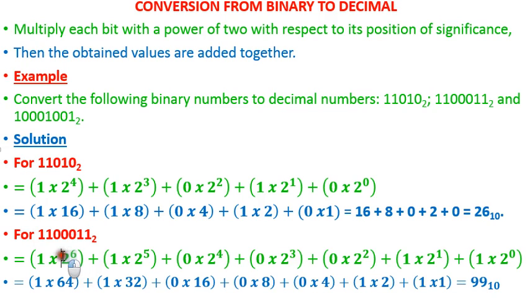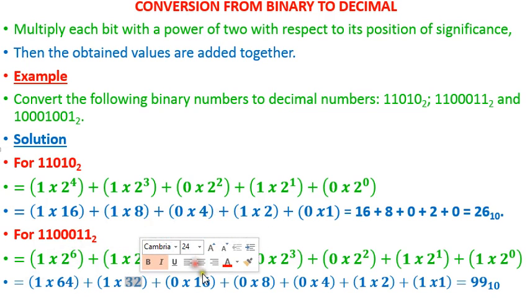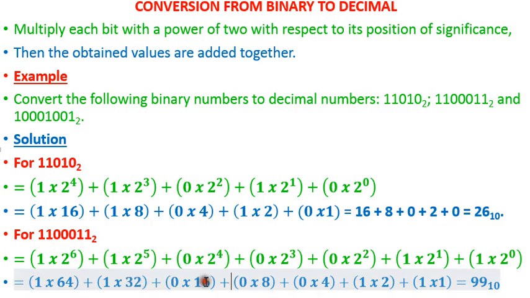Start with this one, 2 raised to the power 6, 2 times 2 times 2 times 2 up to 6, it will give you 64. Here 2 raised to the power 5 will give you 32. Here 2 raised to the power 4 will give you 16. Here 2 raised to the power 3 will give you 8. 2 raised to the power 2 should give you 4. 2 raised to the power 1 should give you 2. And finally 2 raised to the power 0. Any 2 raised to the power 0 is 1. We have 1 here.